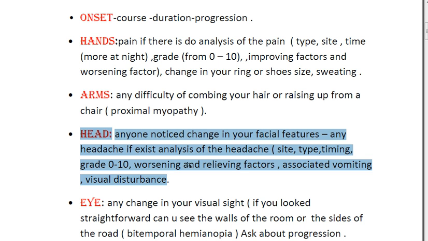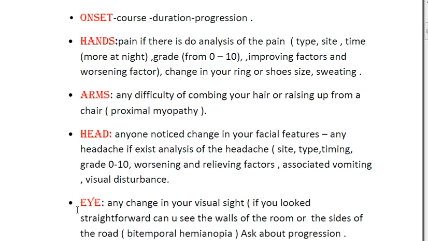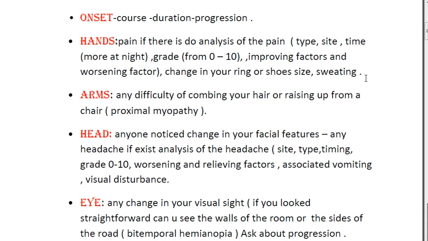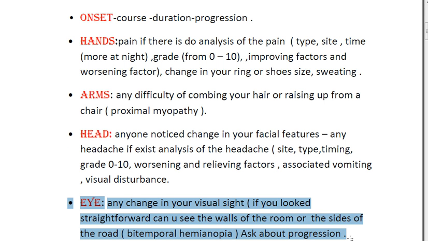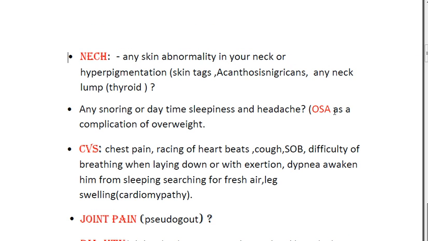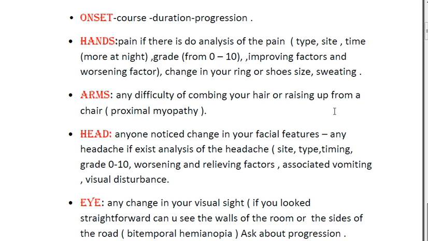Any visual disturbance? For the eye, we asked before about visual disturbance. Any change of your visual sight? And there is a special question for bitemporal hemianopia: if you look straight forward, can you see the walls, the sides of the walls? Can you see the sides of the road? And if there is visual disturbance, what about the progression? Is it increasing, decreasing, or the same?